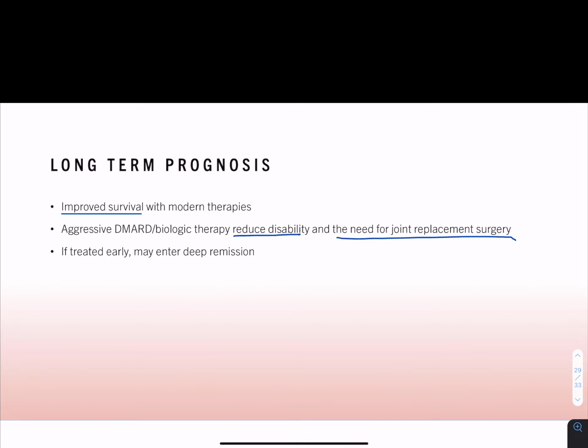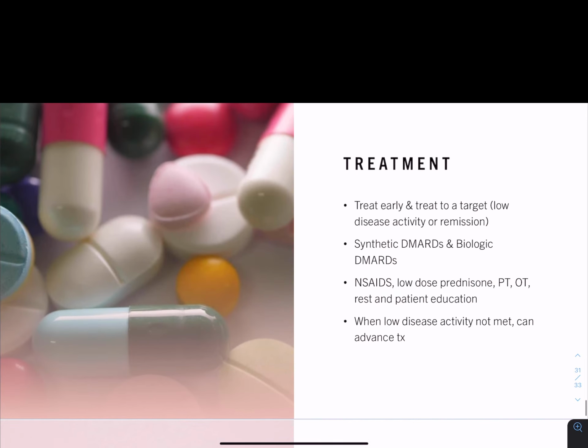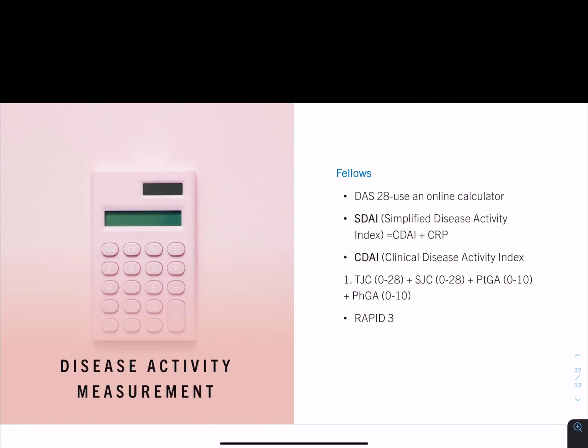Here's a list of factors that can increase the mortality of rheumatoid patients. I think it's important to keep these factors in mind as they can influence your overall treatment approaches as well as health maintenance and screenings. There are numerous treatment options available for rheumatoid, ranging from synthetic DMARDs, biologics, steroids, NSAIDs, PT, OT, and of course patient education and quitting smoking. An important emphasis lies in initiating treatment early, aiming to treat to a target, and adjusting therapy if low disease activity is not attained. Here's our last slide.